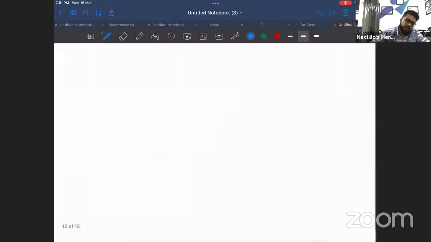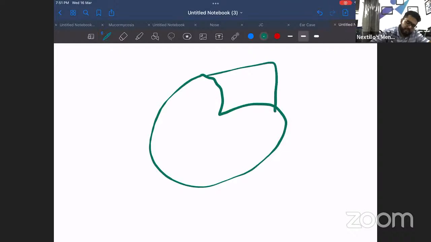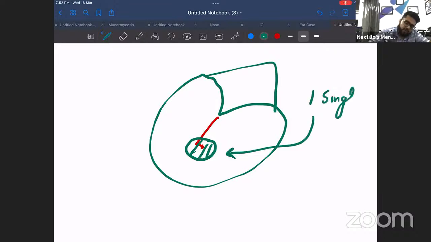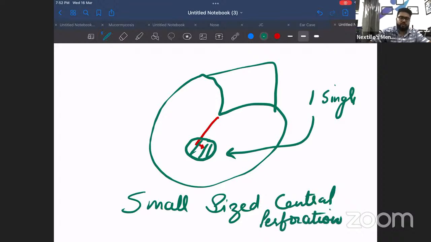So suppose you get a picture where it is like this, and this is the umbo, and the perforation is just here involving three quadrants, but you can see this is equivalent to the size of one single quadrant. So I will label it as small sized. This is the correct way of writing the perforation: small sized central perforation. And this is where we'll end today's class.